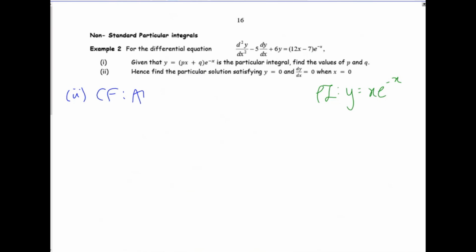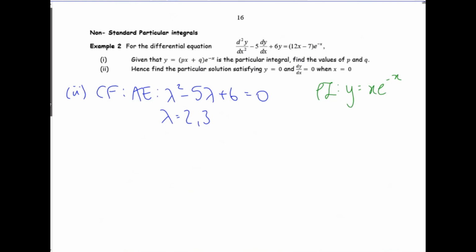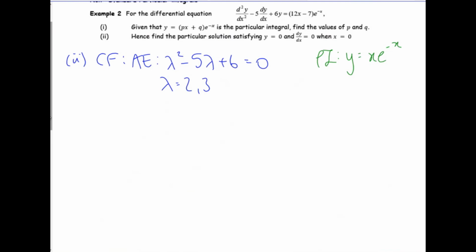Right, finding our complementary function, we're going to start off with the auxiliary equation from the left-hand side. So lambda squared minus 5 lambda plus 6 equals 0, which gives you two solutions. Lambda is 2 or 3. Two real and distinct solutions. So that gives you a complementary function of the form y equals a e to the 2x plus b e to the 3x.